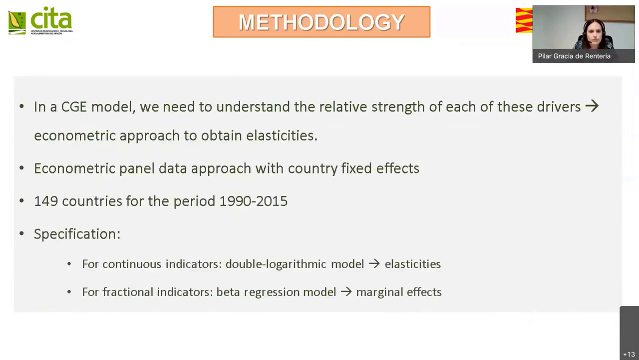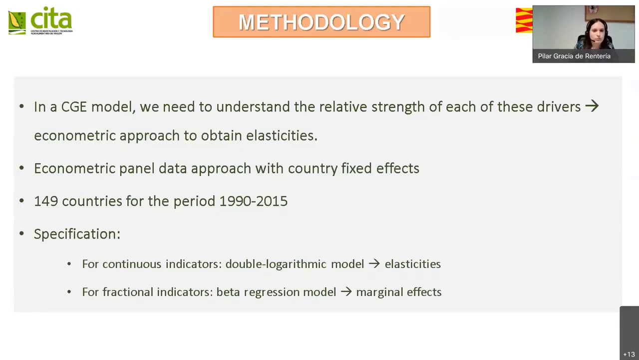The methodology used in this paper is based on an econometric approach that allows to obtain elasticities to understand the relative strength of each of the drivers that we consider. So a panel data approach with country fixed effects is used to assess the impact of SDG drivers, allowing to measure the relationship between variables, but after controlling for the country heterogeneity. We have information for 149 countries for the period 1990 to 2015.